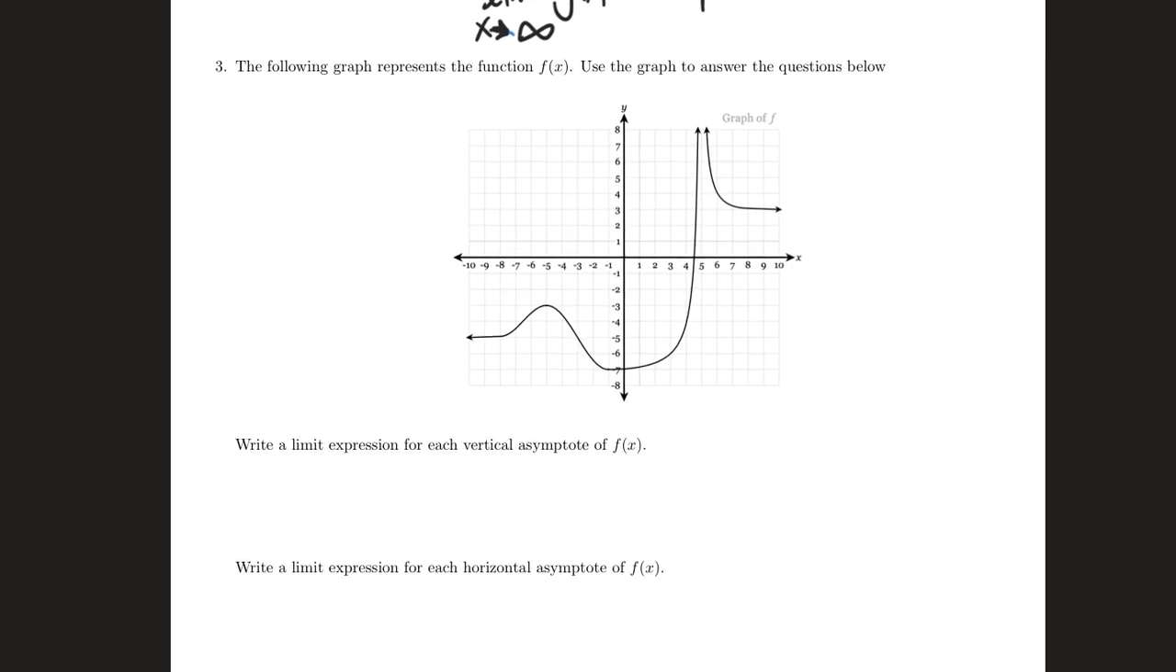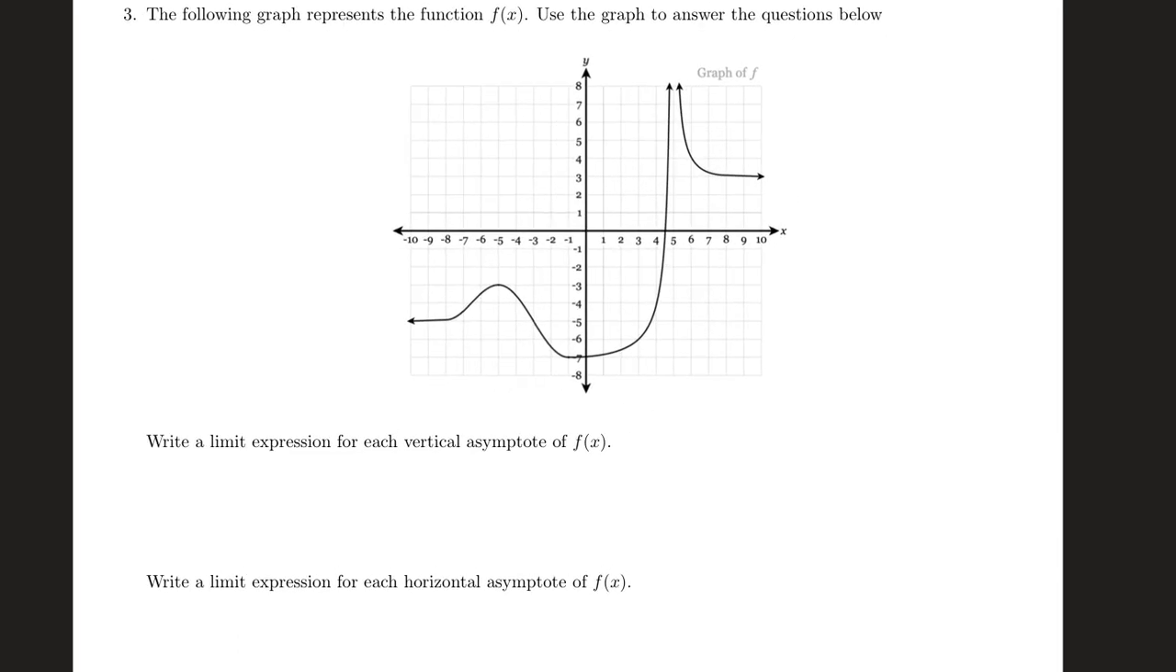All right, next we have this graph, and we want to write the limit expression for each vertical asymptote on the graph. Well, in this case, there's only one vertical asymptote, and that's here. All right, and it just says write a limit expression. There's 3 different ones you could write, but the one I'm going to write is the limit as x approaches 5 of my function is infinity. So the full limit is infinity because both these arrows are going up.